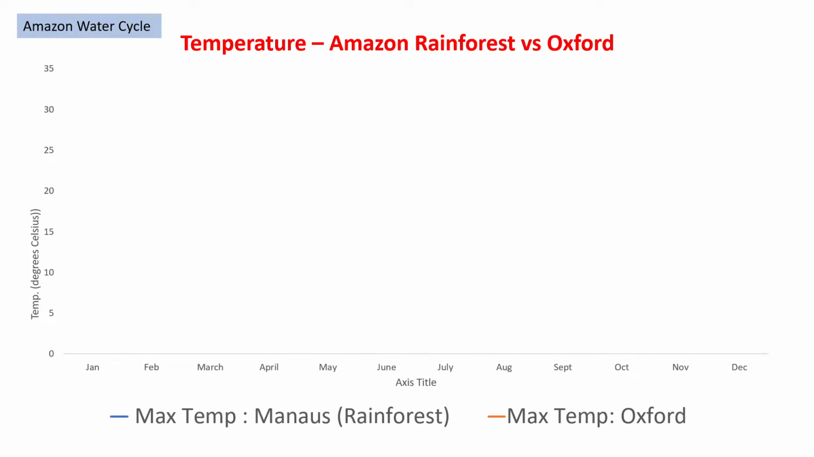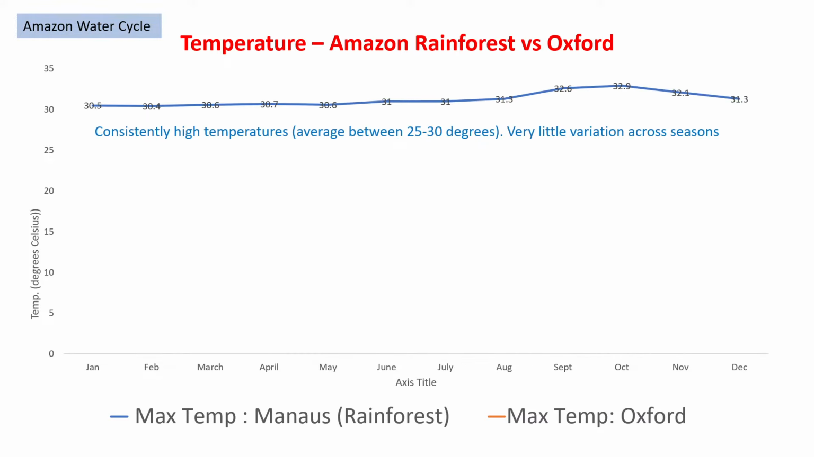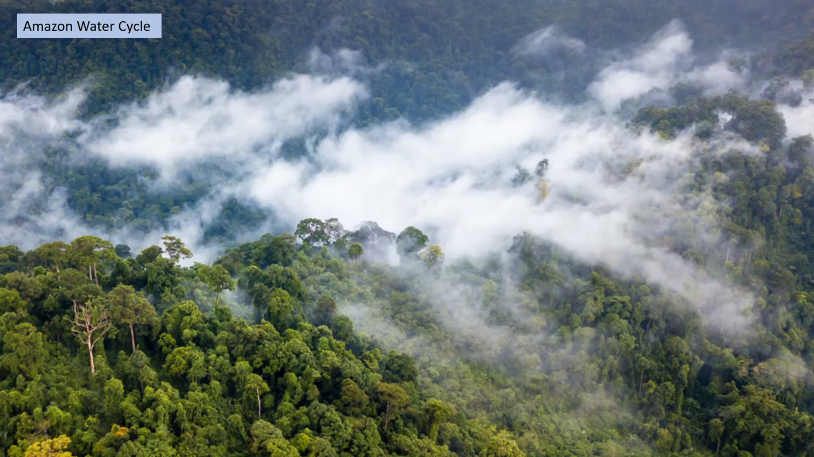We can also say that temperatures are also very high, so the average will be between 25 and 30, and again very little variation across the seasons, in the opposite of a place like Oxford, where we have lower temperatures in the winter and higher temperatures in the summer. So all of these factors, this high rainfall and temperatures, will affect the main processes in the water cycle.